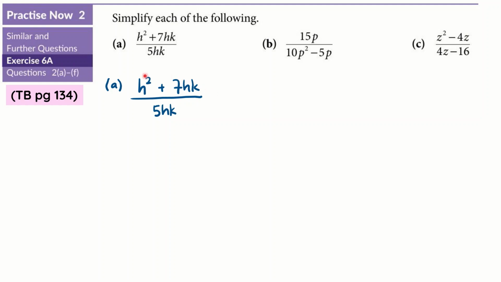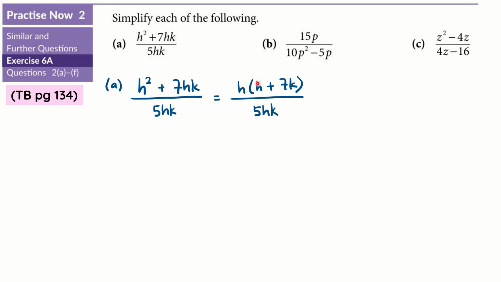Okay, so therefore, in such cases, what we need to do is factorize accordingly in the numerator or the denominator first. By observing the numerator, h squared plus 7hk, within the terms there are some common factors. And the common factor would be h. So we need to factorize out the h in the numerator to get h times h plus 7k. The denominator has nothing for us to factorize since it is only one term, hence we get 5hk in the denominator.